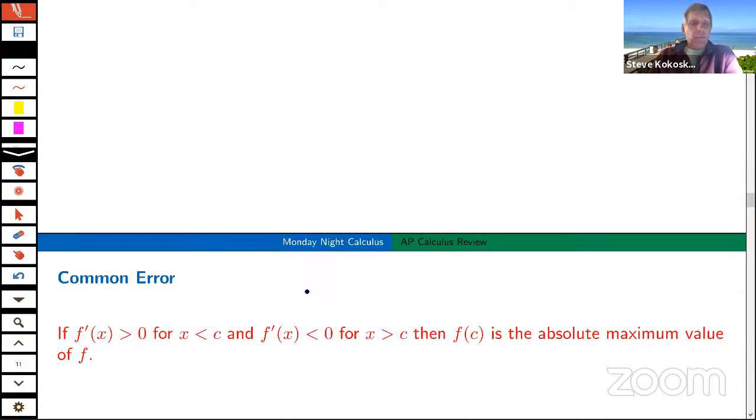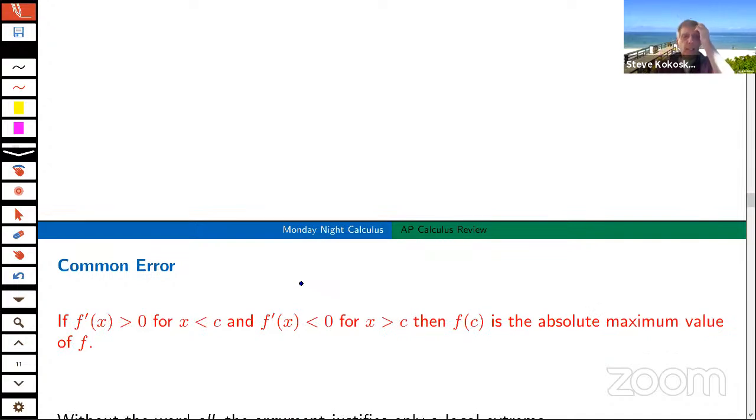This one is subtle. This is very subtle. It says if f prime of x is greater than 0 for x less than c, f prime of x is less than 0 for x greater than c. Let's see. So that means what? The function is increasing. Yep, x greater than c. Thank you. It's increasing and then decreasing. Then f has an absolute maximum value. f of c is the absolute maximum value of f.